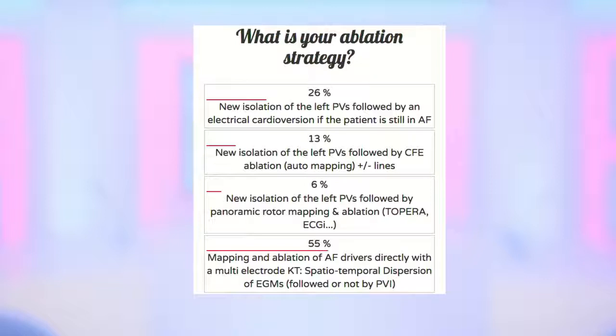13%, so the minority, thinks that we should do a stepwise approach following PV re-isolation. For option C, it's 6%, and for option D, mapping and ablation using dispersion, it's the majority, 53%. So great. I think people want to hear what you have to tell them.